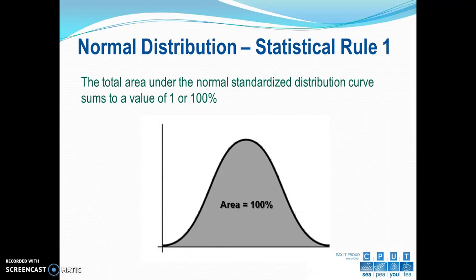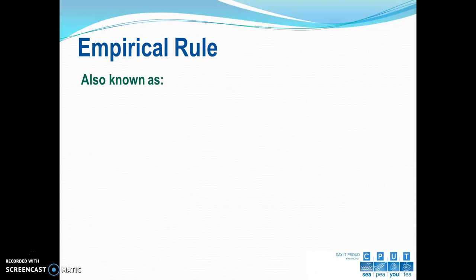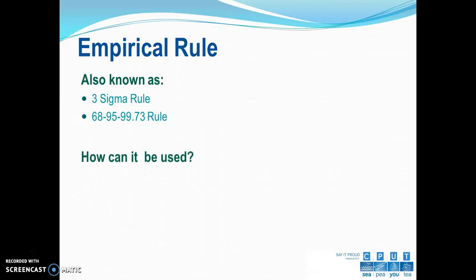So let's take a look at the second rule of normal distribution, also known as the empirical rule, the 3 sigma rule, or the 68, 95, 99.7 rule. So how can this rule be used? The empirical rule can be used to determine the proportion of the values that fall within a specified number of standard deviations from the mean.